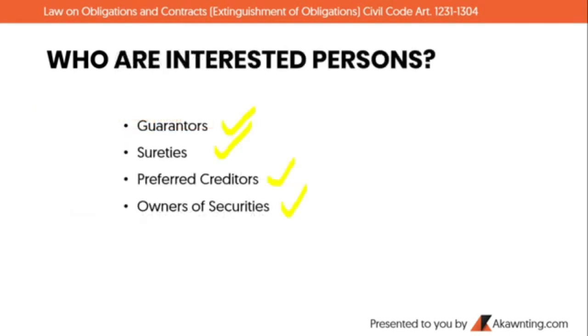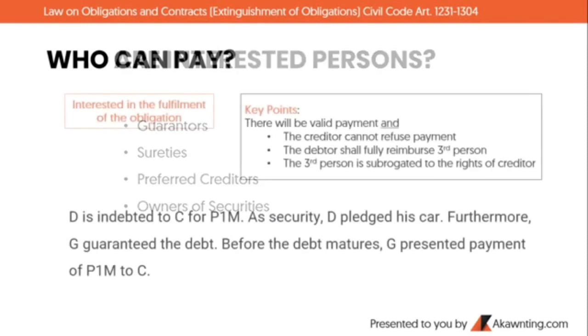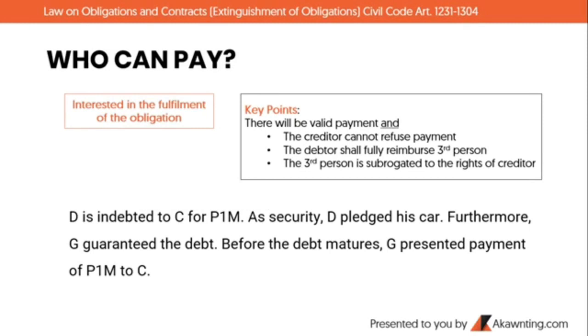Next. Ngayong alam na natin kung sino yung mga pwedeng maging interested person, siguro wala nang babagabag sa isip natin. So, proceed na tayo dun sa pag-a-analyze ng ating situation. I-analyze natin yung mga key points. So, there will be valid payment. Therefore, in this case, before the debt matures, G presented payment of 1 million to C. Si C, which is the creditor, hindi po niya pwedeng tanggihan ang payment from G. Next, so, first bullet point natin, the creditor cannot refuse payment.